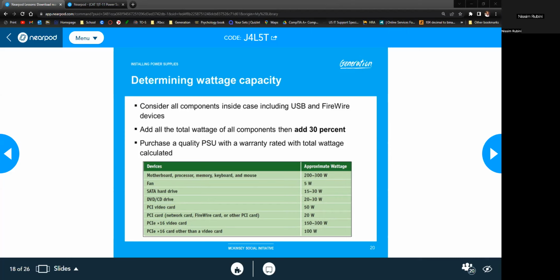For anyone who doesn't understand how we got that, we added all these numbers here in the chart. We added them together, the higher numbers. So instead of 200, we took 300. Instead of 15, we took 30. We just took the high end. We added those, and that gave us 845. Then we took 30% of 845, which is 253, and you add those two numbers together, 845 and 253, and that gives you the wattage that you should get for that power supply unit.